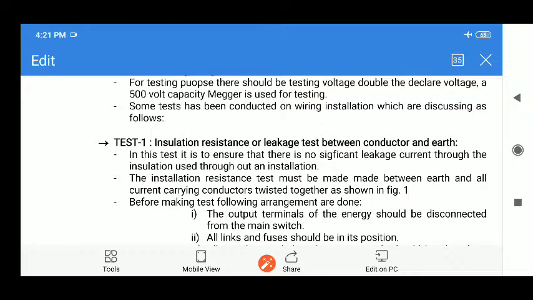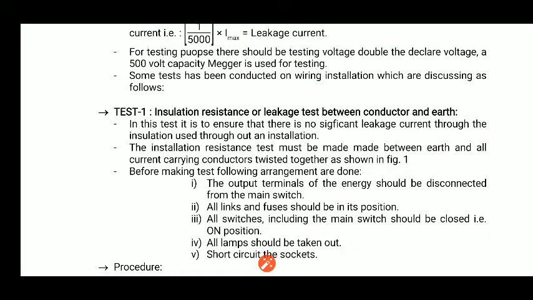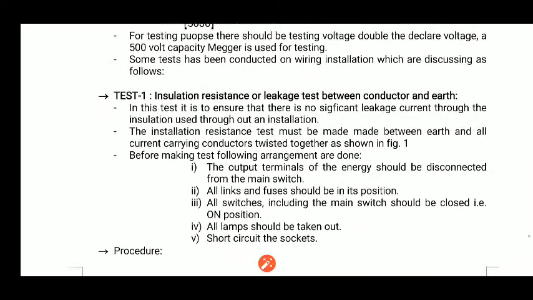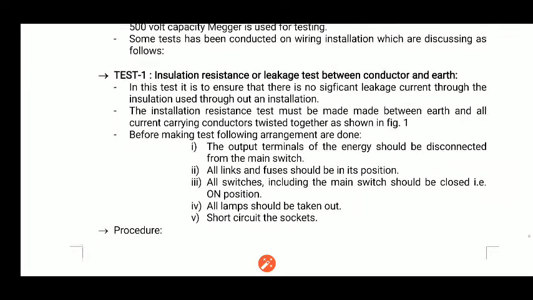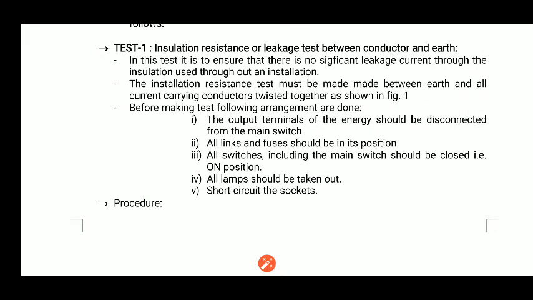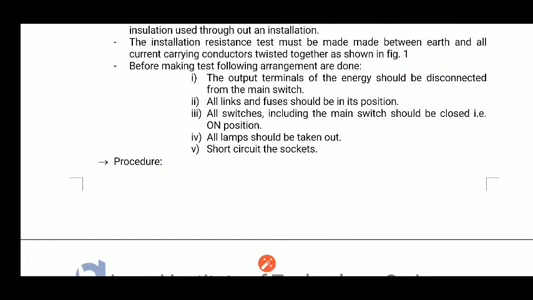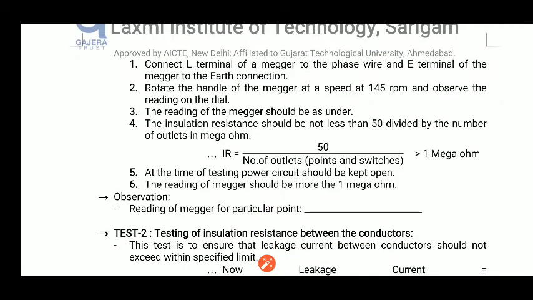First, the output terminal of the energy meter should be disconnected from the main switch. All links and fuses should be in their positions. All switches including the main switch should be closed, in the on position. All lamps should be taken out and the sockets short circuited. By using this procedure we can find out the first test, the insulation resistance between the conductor and earth.